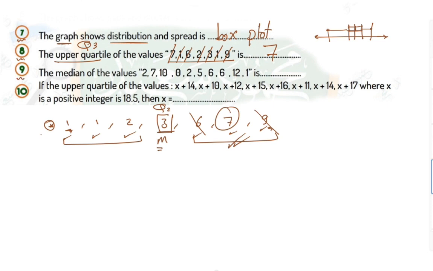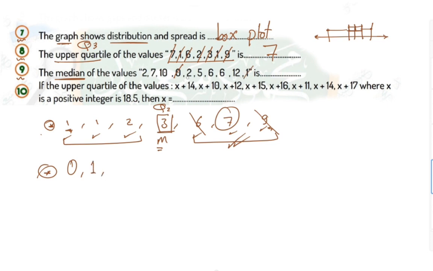Question number 9. The median of the values. We have some values: 2, 7, 10, 0, 2, 5, 6, 6, 12, and 1. Now he asks us about the median. The median is Q2. But are these values arranged ascendingly? No. It starts with 2, 7, 10, and again 0 to 5. So I need to arrange these values first. Start with the smallest one, 0. After 0, we have 1.